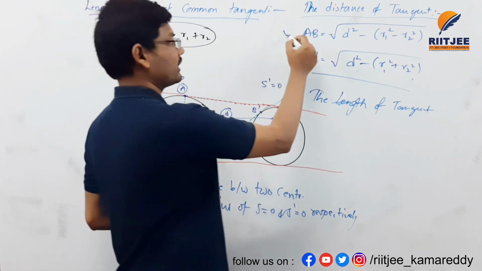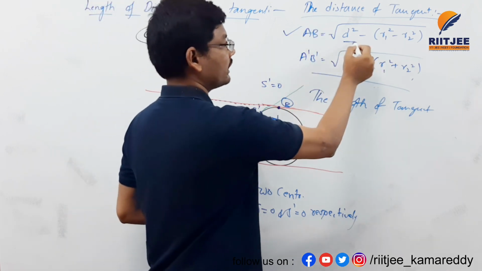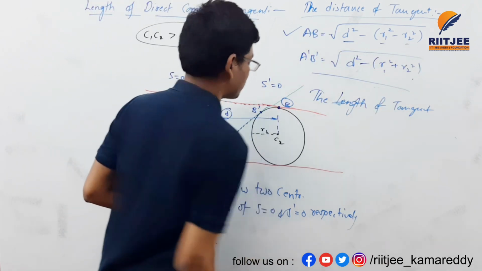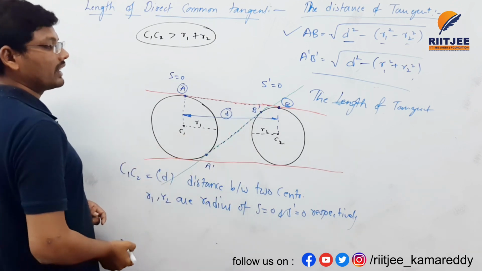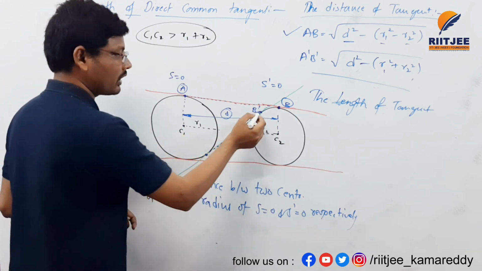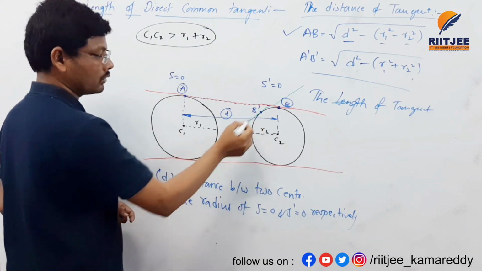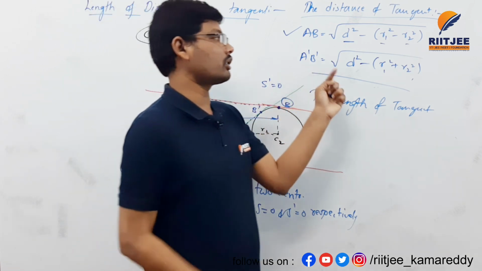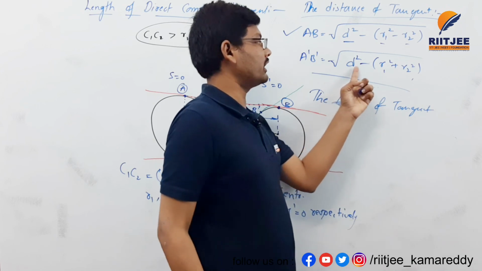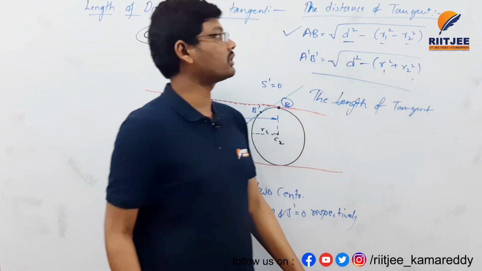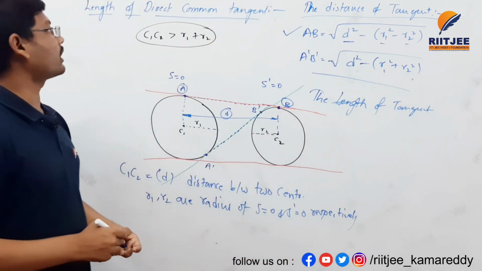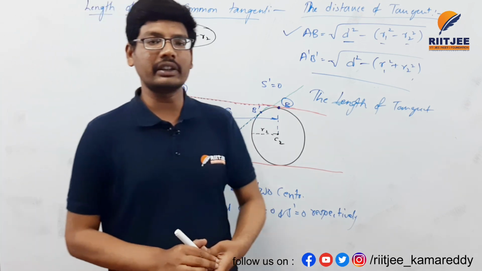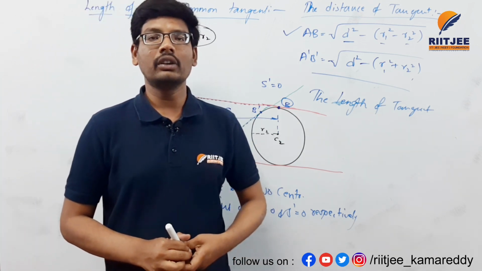The formula for this one, AB is equal to the square root of D square minus (R1 minus R2) square, and the length of the transversal tangent, that is from the point of contact on the first circle to the second circle, A'B' is equal to the square root of D square minus (R1 plus R2) square. This is all about the topic of length of direct common tangents. In the next session we will see problems.